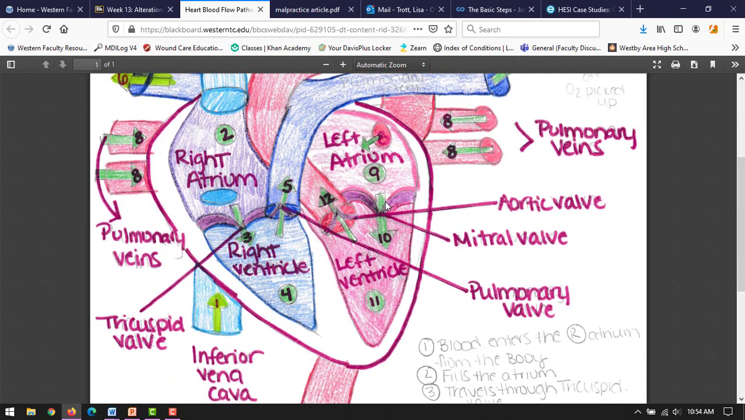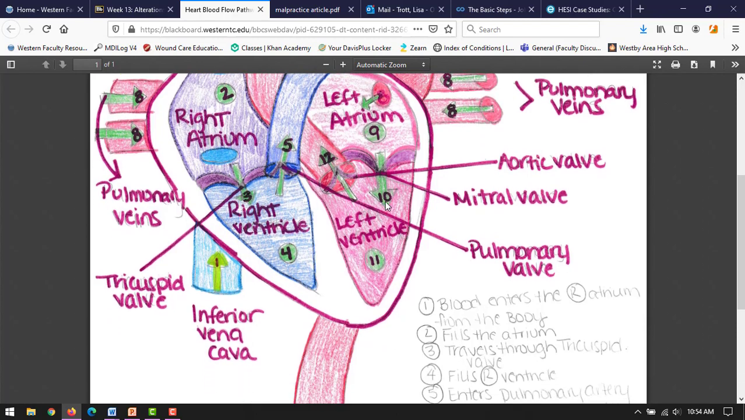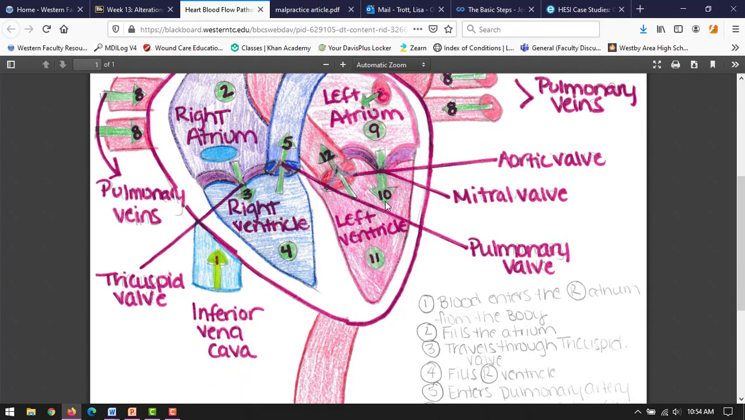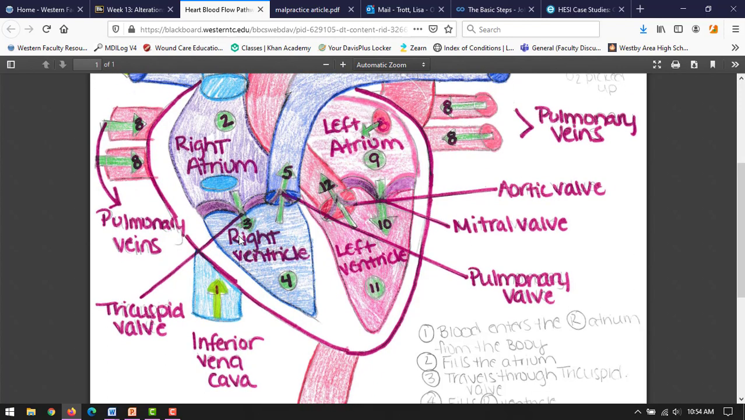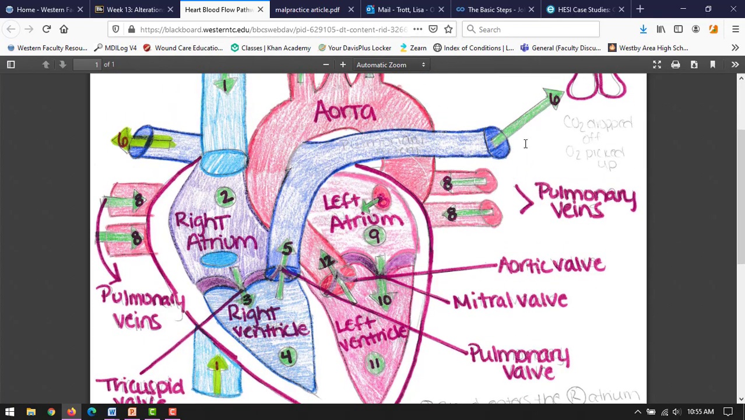It comes in from the superior and the inferior vena cava. It goes into the right atrium, travels through the tricuspid valve, which is number 3, fills the right ventricle, where it goes up to the pulmonary artery and out to the lungs. So you can see there's a right ventricle up through the pulmonary artery, and we're going to go out to the lungs right here. So 6 is where we're going out to the lungs.